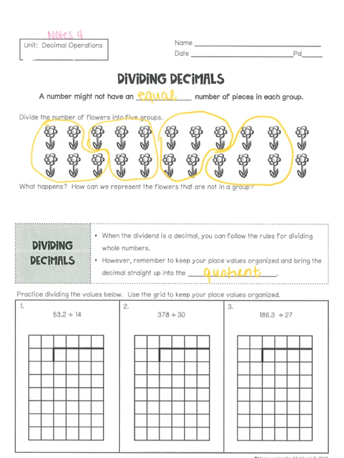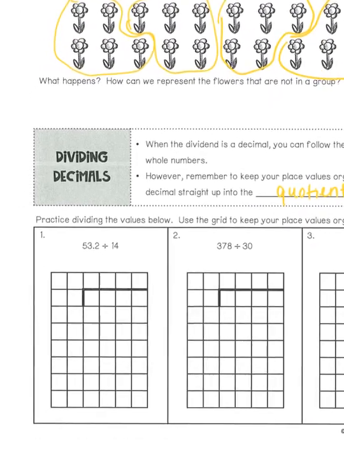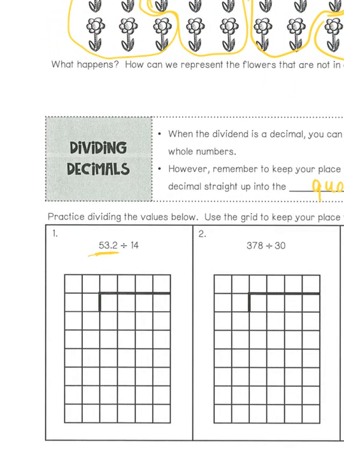Okay, so we're going to practice dividing the values below. Use the grid to keep your place value organized. That's why they gave us the grid. So when I'm dividing, I put my dividend, the number I'm dividing, in this case 53.2, inside the box. First thing I'm going to do is bring that decimal point straight up into my quotient before I even start dividing.